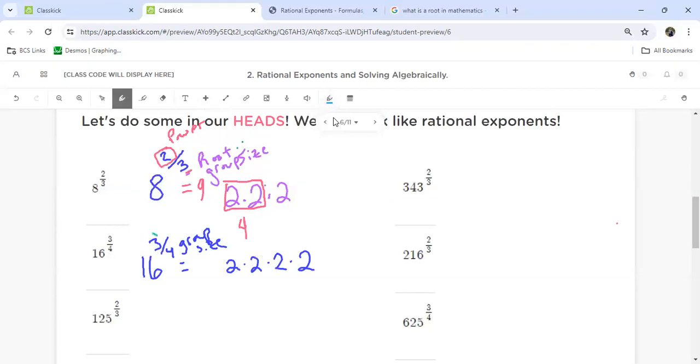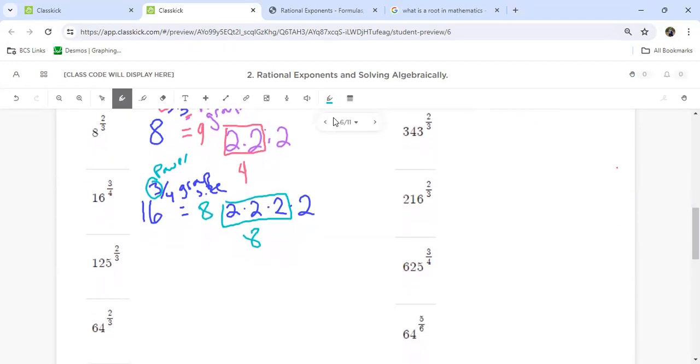Okay, and then what I'm going to do is I'm going to look for the number of those, the power, or the number of those that I want to use. I'm going to use 3 of those. So 2 times 2 times 2, which is simply 8. So I know that 16 to the 3/4 is equal to 8. So you could always break it down to the group size and then use that many of those. Now, that's not necessarily always the most fine-tuned way of thinking about it, but it does help.